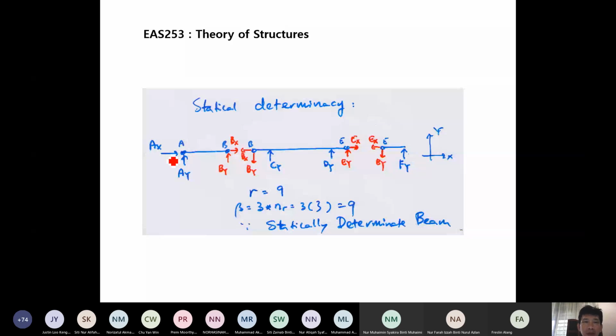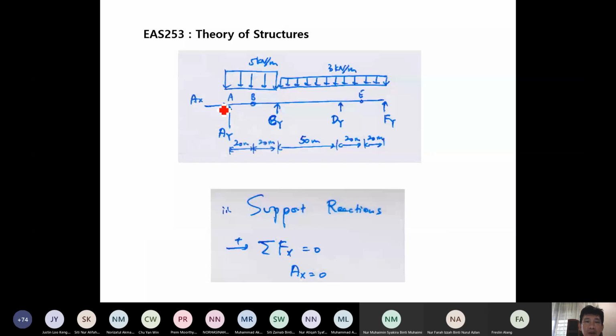So support reactions. The first equilibrium equation that we can use is for the whole beam. If you look at the free body diagram for the whole 3-span beam, immediately we can see AX is equal to 0, because there is no other load with a horizontal component. So we get AX is equal to 0. This is the first one that we already solved.